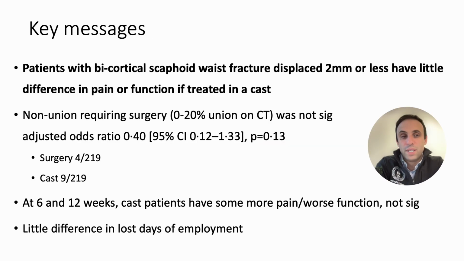So here are the key messages. Patients with a bicortical scaphoid waist fracture displaced 2 millimeters or less have little difference in pain or function if treated in a cast compared to surgery. Non-unions requiring surgery, which is defined as 0 to 20% union on CT, was not significant for both treatment arms. And as adjusted odds ratio, this was for surgery 4 out of 219, and for casts 9 out of 219. At 6 and 12 weeks, cast patients have a little more pain and worse function compared to surgery, and there's little difference in lost days of employment. So telling your patients you'll get back to work sooner if you have surgery is probably not accurate.